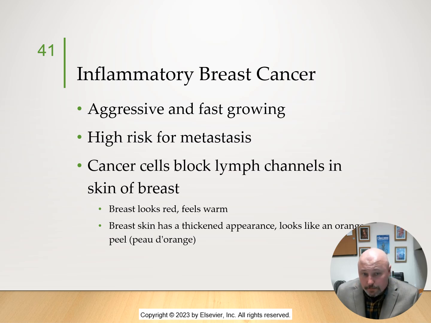Inflammatory breast cancer is an aggressive and fast-growing cancer with a high risk for metastasis. The cancer cells block lymph channels within the skin of the breast. The breast begins to look red and feel warm, and as the breast skin has a thickened appearance, it looks like an orange peel.